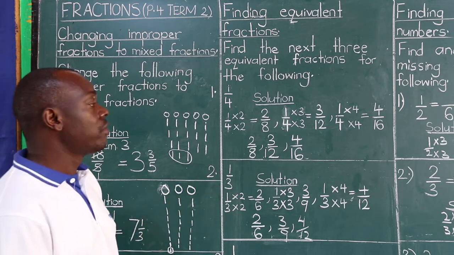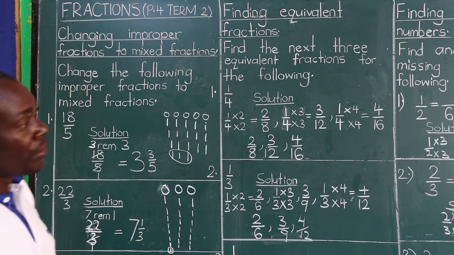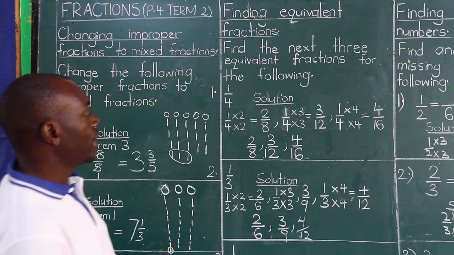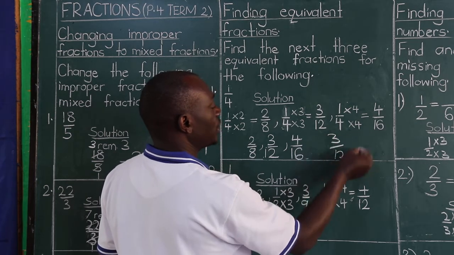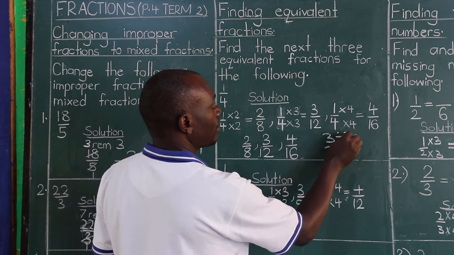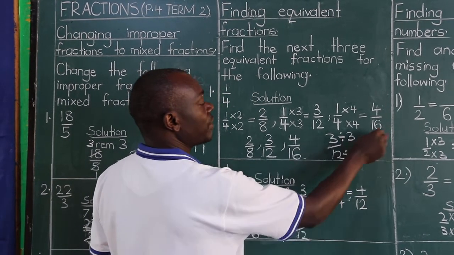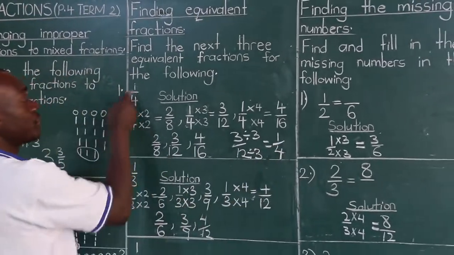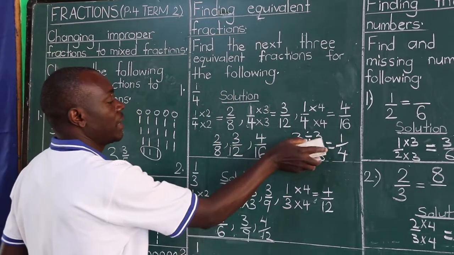Why are they said to be equivalent? It's because when divided or reduced by the same number, you get the same number. For example, when you have got this 3 out of 12, when you divide them by the same number 3, by the same number 3 up and down, 3 divided by 3 you get 1, and 12 divided by 3 you get 4. They are equivalent to a quarter when divided by the same number.